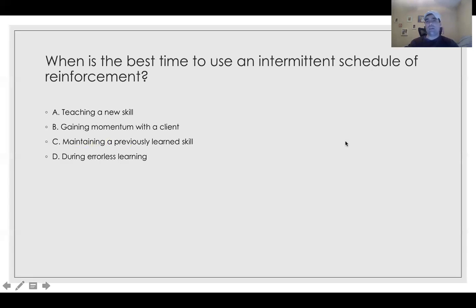When is the best time to use an intermittent schedule of reinforcement? The reason I put this question in here is because earlier we talked about this. We talked about intermittent schedules when we answered our fading question. We talked about fading that reinforcement from continuous to intermittent. So on the exam, some of the questions will be similar and will help you answer other questions.